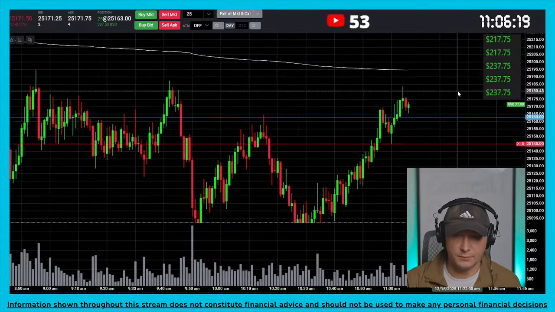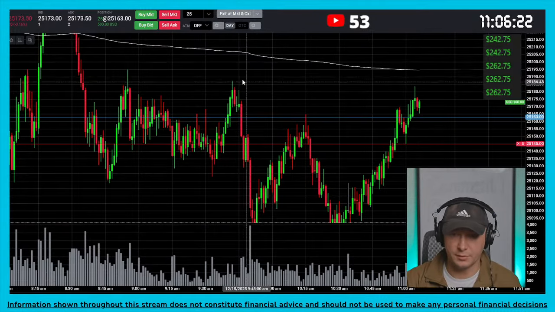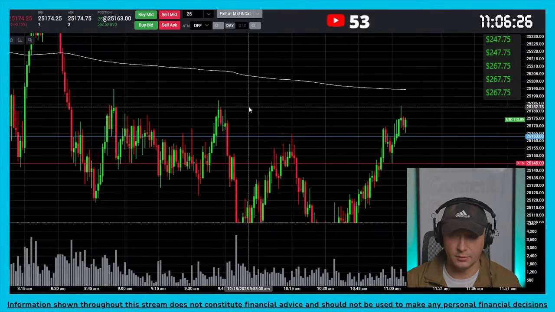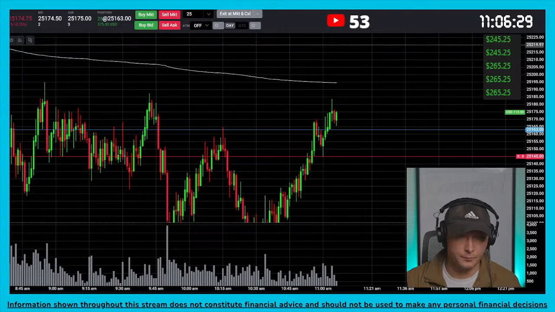So it needs to get above this level and stay above. That would be basically the previous rejection zones back here. So if it gets up here and stays above, that's a bullish breakout.